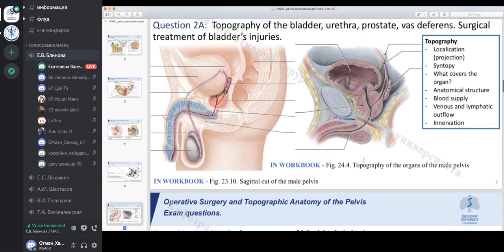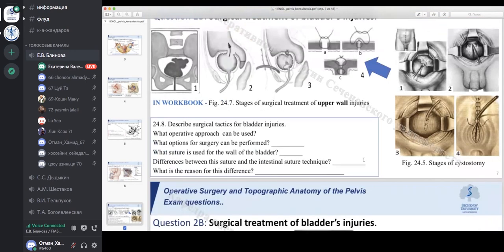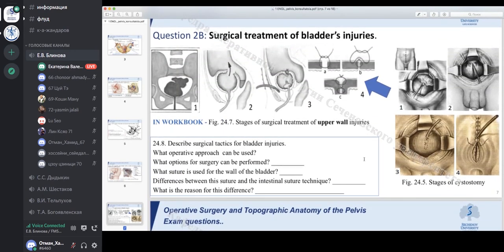Treatment of the bladder injury. The first surgical treatment depends on the bladder injury. It may be a penetrating wound, which leads to urinary peritonitis. It is a very terrible condition. You should stitch the wound of the urinary bladder, or firstly, you should evacuate the urine from the urinary bladder.